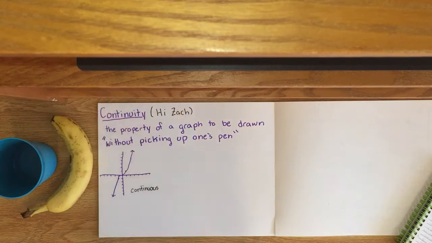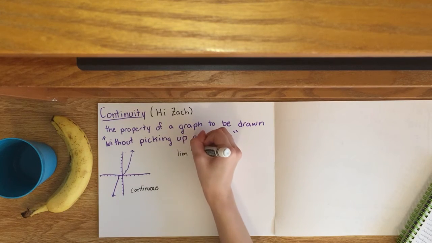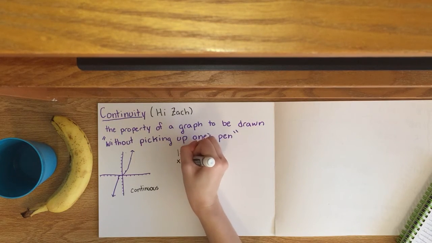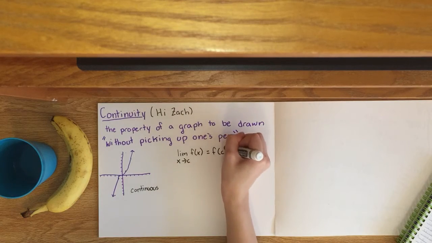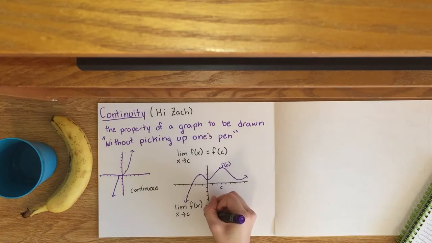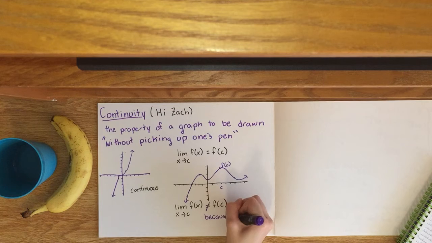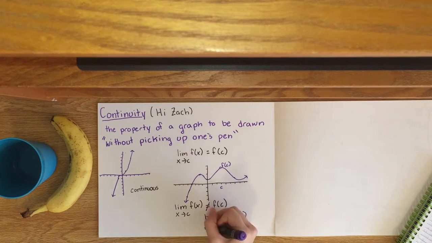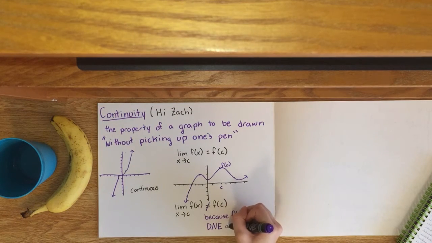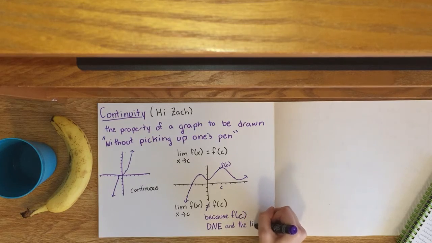The more mathematical way to describe continuity is when the limit of f of x as x approaches c is f of c. What that means is that the limit is equal to the value of the function. So there can't be a hole in the graph or any other place where the graph is not defined.